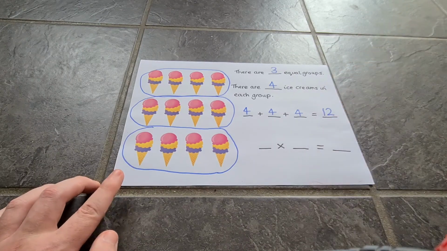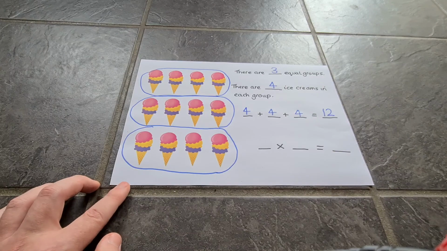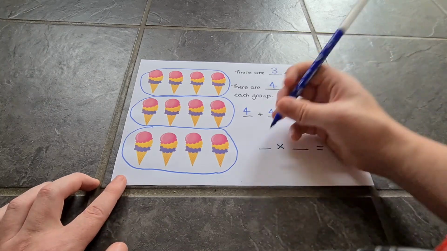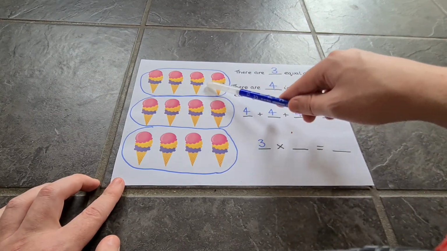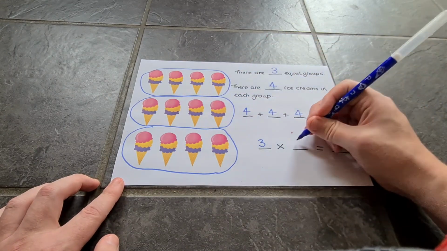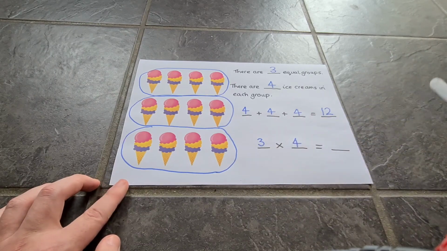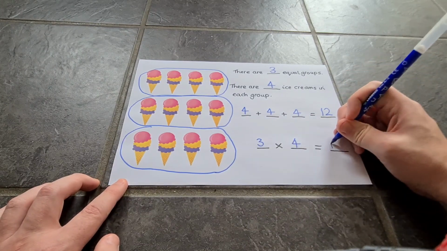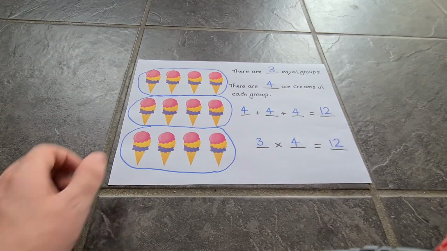So a shorter way of writing that would be to use my multiplication symbol or times. So I have got 3 equal groups. So there are 3 lots of 4 ice creams, because there's 4 ice creams in a group. So 3 times 4 equals, and the answer is still the same. There's 12 ice creams.